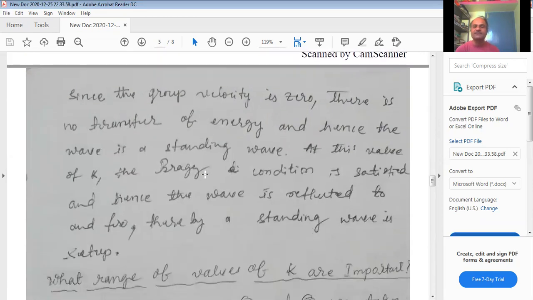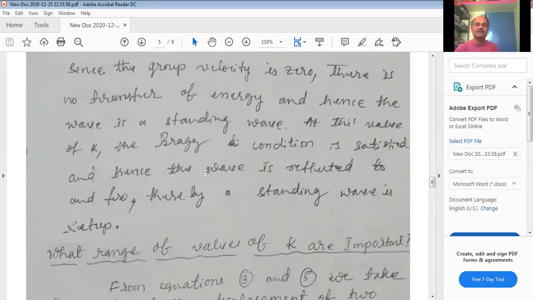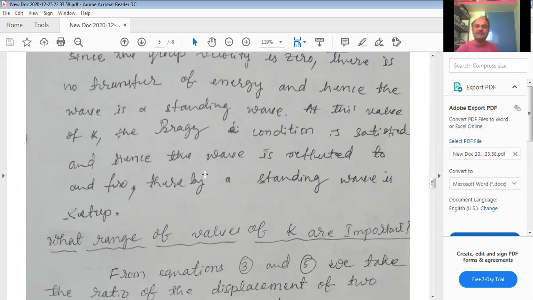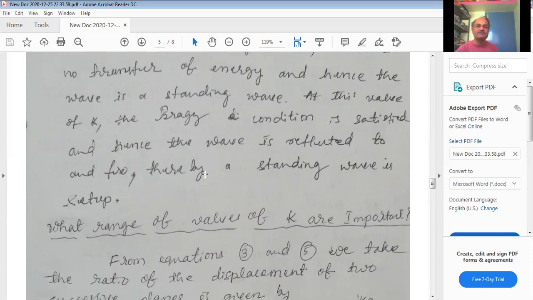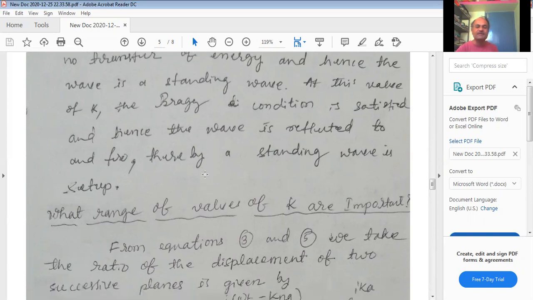So since the group velocity is 0, there is no transfer of energy, and hence the wave is a standing wave. As you know, the standing waves are the waves which do not carry the energy due to some reflections at the ends of the vibrating medium. The standing waves are formed. So at this value of k, the Bragg condition is satisfied, and hence the wave is reflected to and fro. Thereby, standing wave is set up.